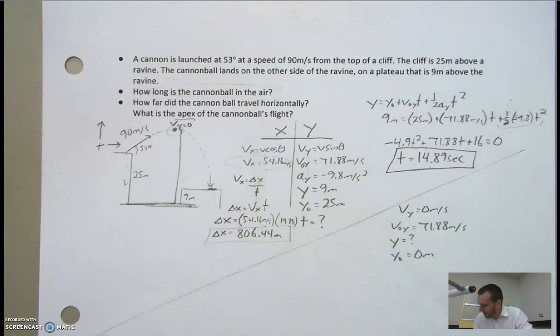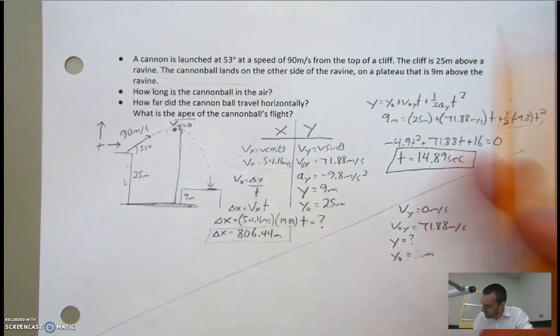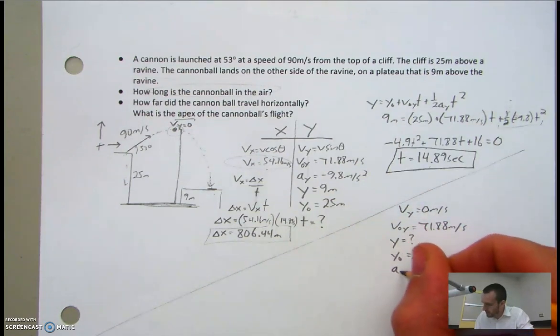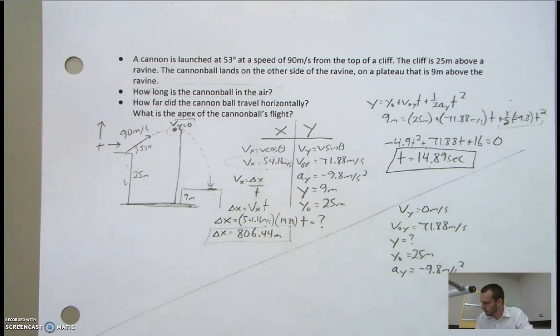And let's see if there's anything else. Actually, our Y initial was not 0 meters. Our Y initial was actually 25 meters because we launched from the top of the cliff. We also happen to know that we have acceleration in the Y direction of magnitude 9.8 due to gravity. Okay, cool. So those are our known pieces of information. We want to know what is the apex height?